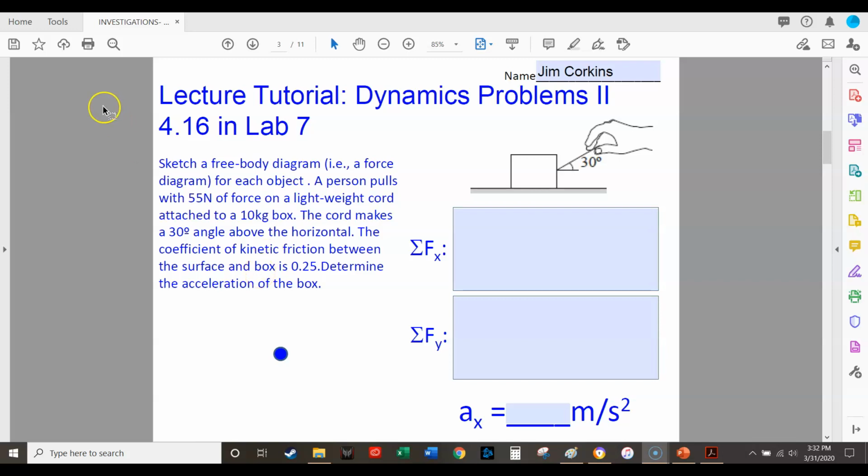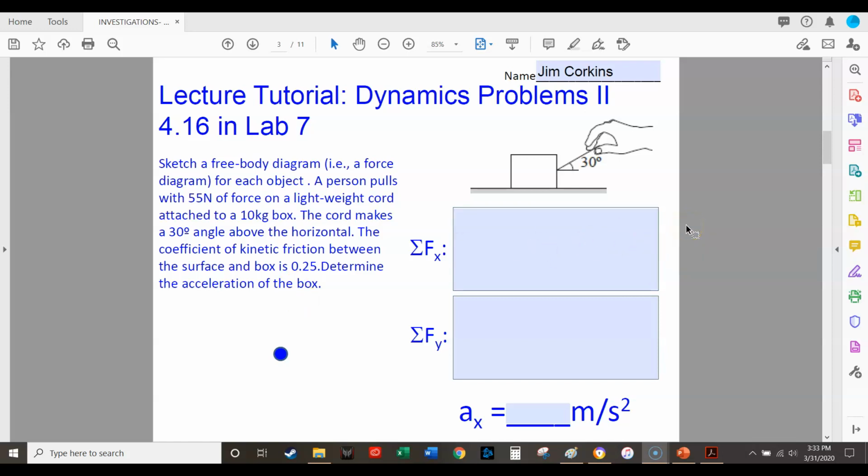All right, so let's go ahead and begin this problem. Here we have a block that is being pulled up and to the right at a 30-degree angle by a string, and the person pulling it with the string is pulling it with 55 newtons of force. It's a 10-kilogram block, and the cord makes a 30-degree angle above the horizontal. There is kinetic friction working on this. It is moving, so it does have kinetic friction working on it, and the coefficient of kinetic friction is 0.25. We are being tasked with finding the acceleration of the box.